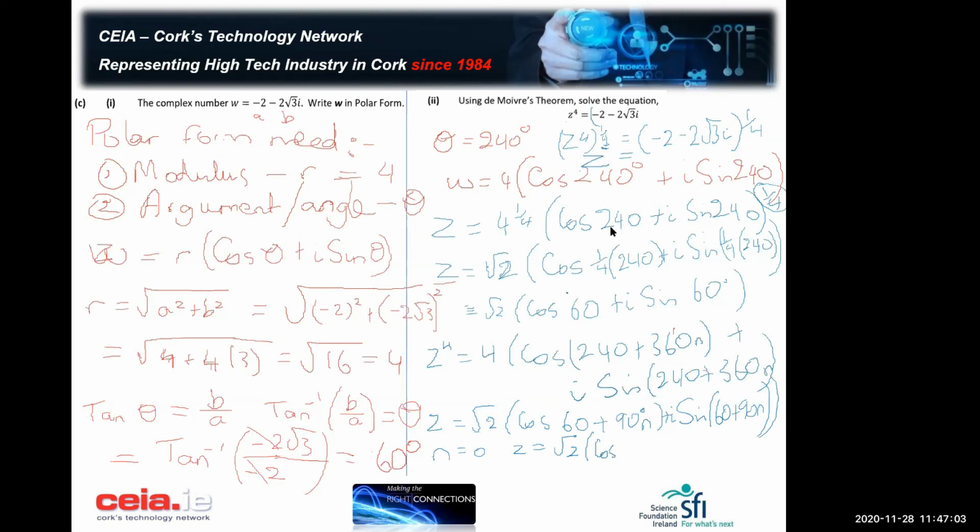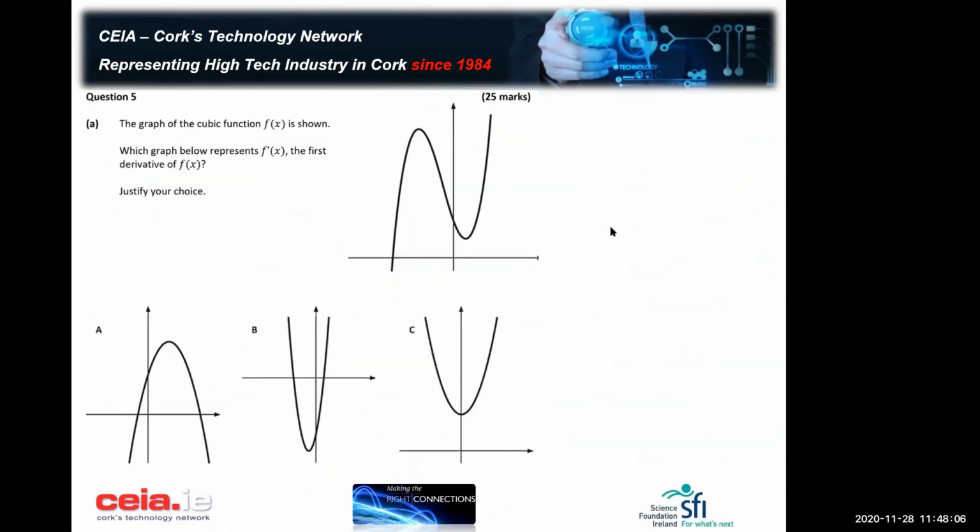Okay, so when n is equal to 0, z is equal to root 2 times cos of 60 plus i sine 60. When n is equal to 1, z is equal to root 2 times cos of 150 plus i sine 150, and so on and so forth. n is equal to 2 and n is equal to 3. And then you evaluate each of those. So we'll evaluate those on the next page. So any questions, please ask.